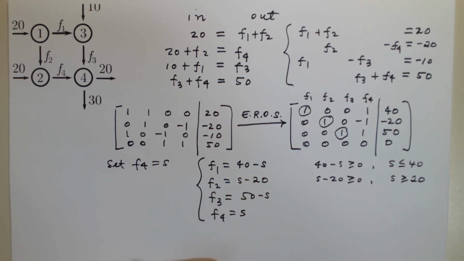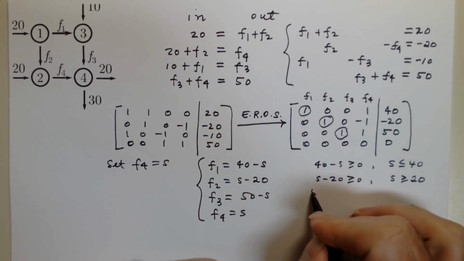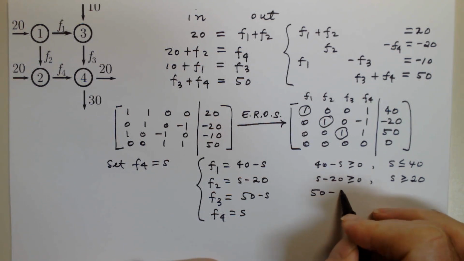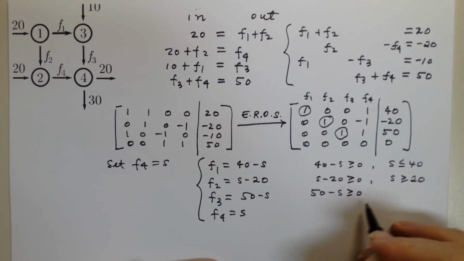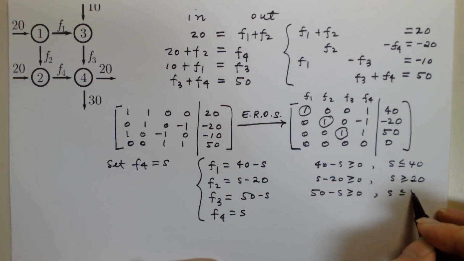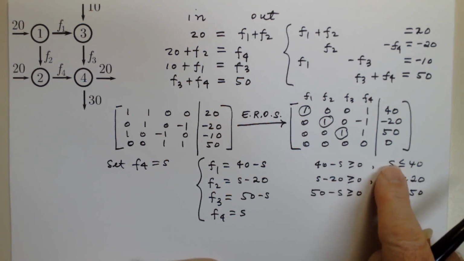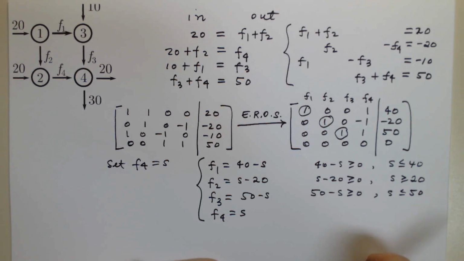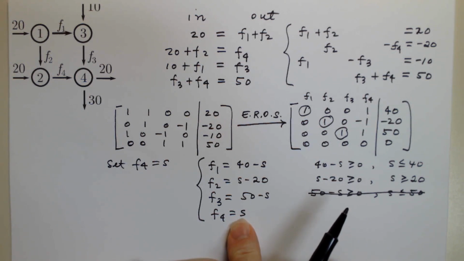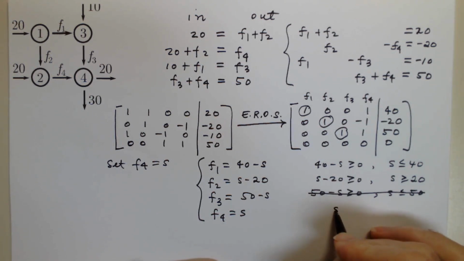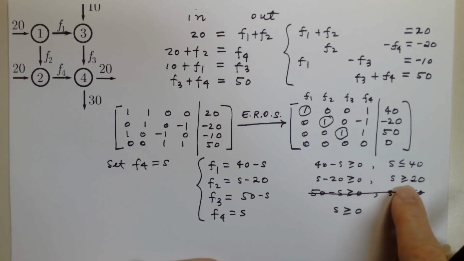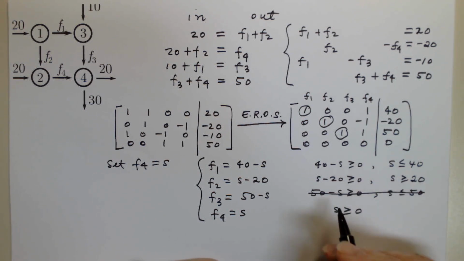Otherwise, this one's negative. This constraint is saying 50 minus s must be bigger than or equal to 0, and that says that s has to be less than or equal to 50, but that's already superseded by this constraint that s is less than or equal to 40. So this is actually not giving me anything new. And then there's one more constraint, and that's that s itself has to be bigger than or equal to 0. But we already know that s has to be bigger than or equal to 20, so this one is actually not giving me anything new.